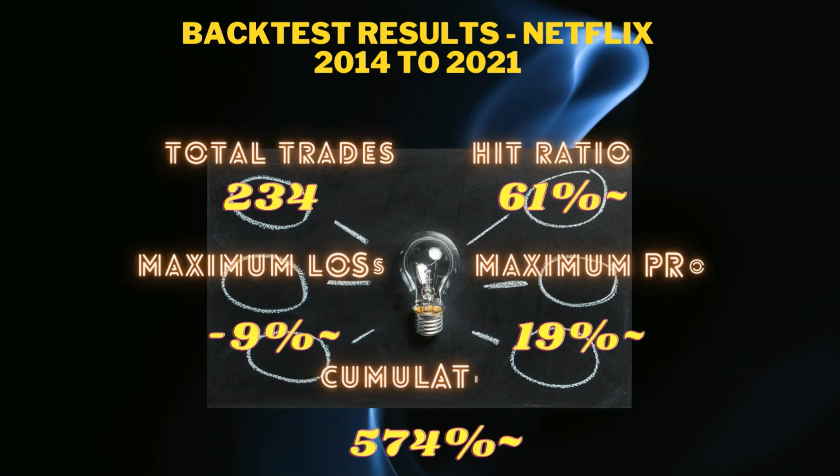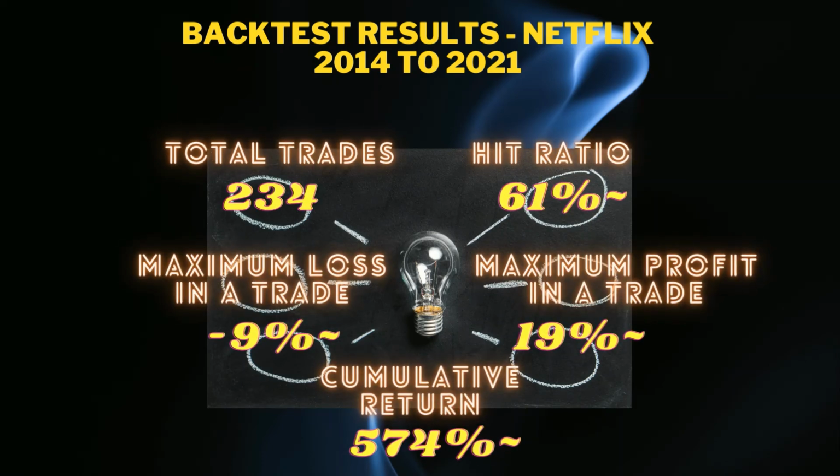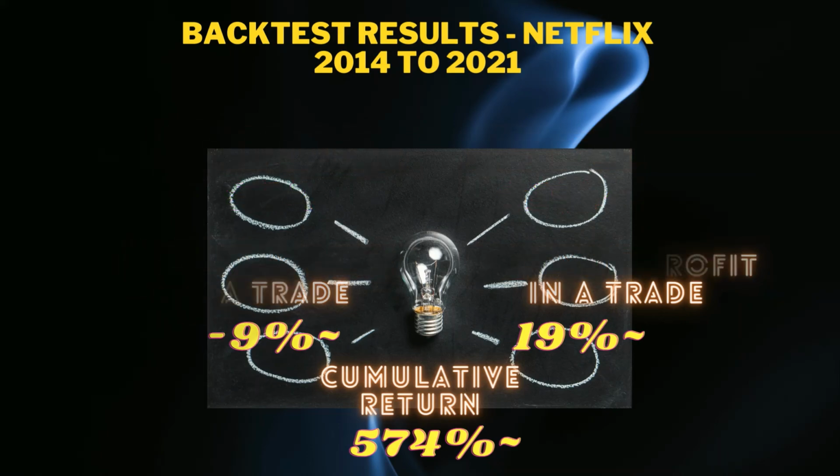Now let me share the backtest results of this trading strategy for the period 2014 to 2021. The total number of trades were 234 in Netflix. The win rate stood at 61%. The maximum loss in a trade was 9%. Maximum profit in a trade was 19%. And the cumulative return generated by this strategy stood at 574%.